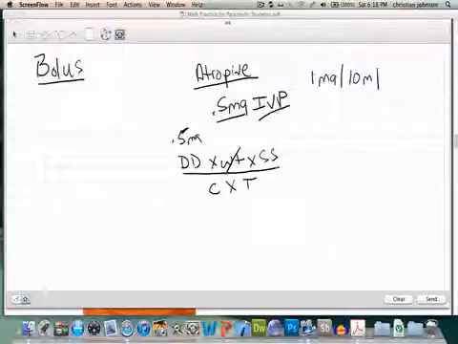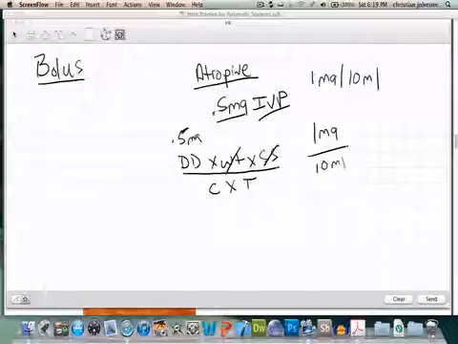This is an IV push, so I don't need a solution set. What's my concentration? Going back to this, remember, we've got to give 0.5 milligrams, and I have 1 milligram per 10 mLs. The first thing I need to think about is, do I need to convert my dose on hand to my desired dose? No, they're the same unit.